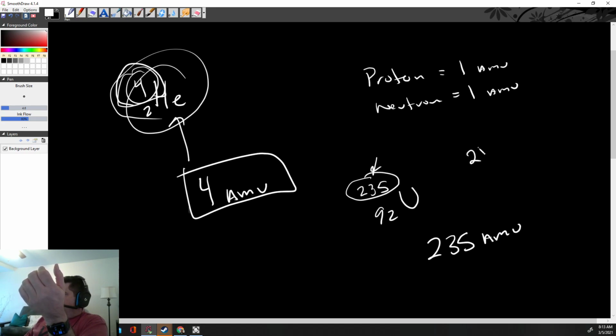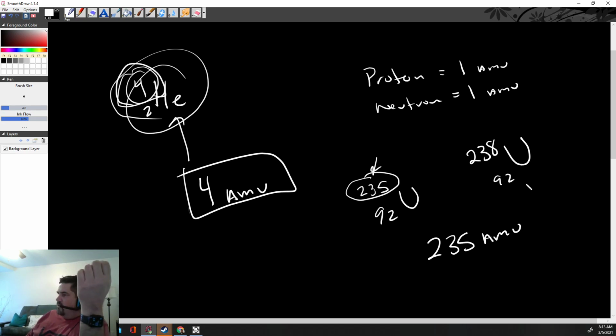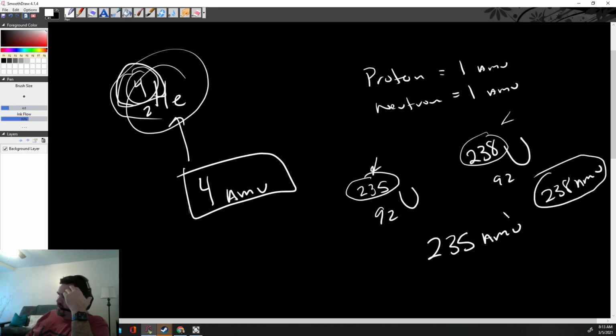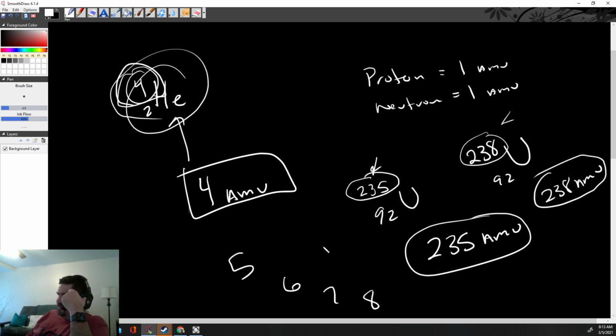The more stable and more common form of uranium is uranium-238. It weighs more and it's more stable. And if somebody said, how much does this one weigh? I would say this uranium weighs 238 atomic mass units. So atomic mass units are what you use to figure out the weight of a single atom, and they're whole numbers. So 5, 6, 7, 8, 300, whatever. The point is it's a whole number.